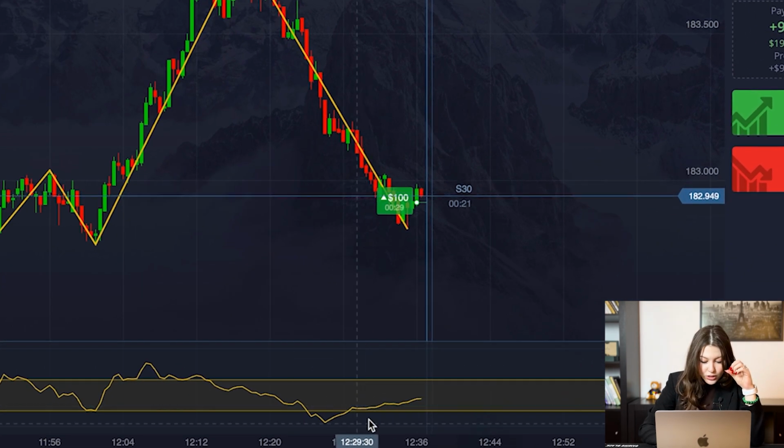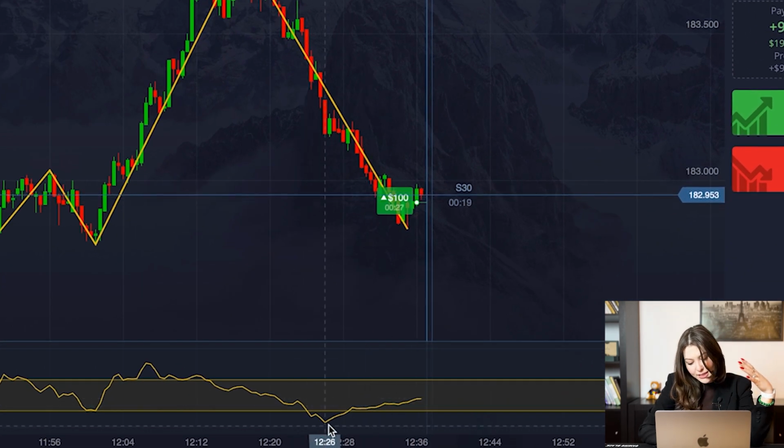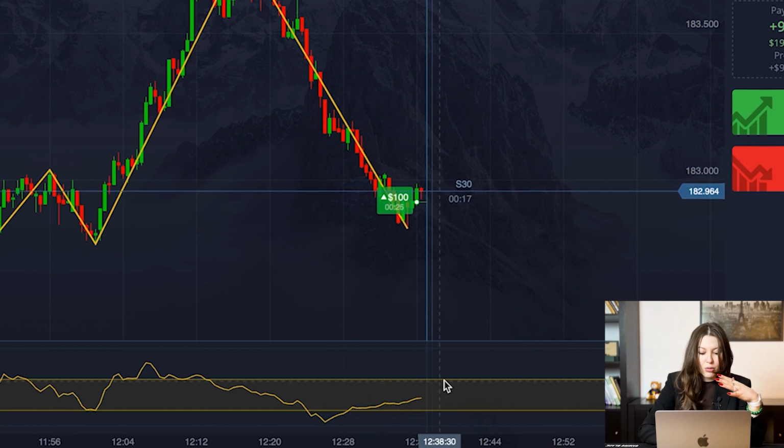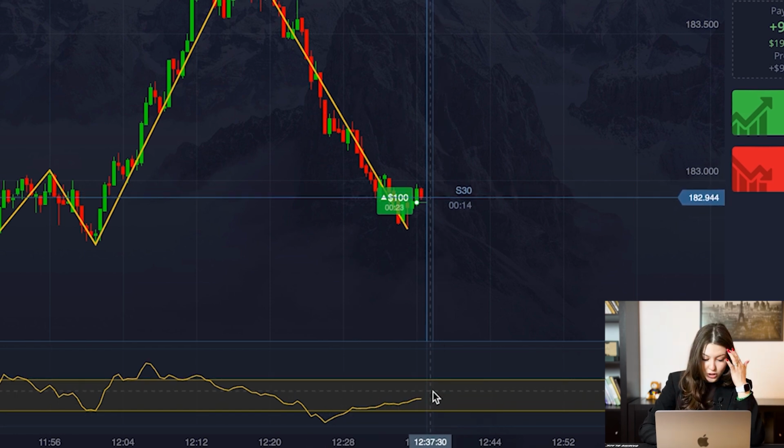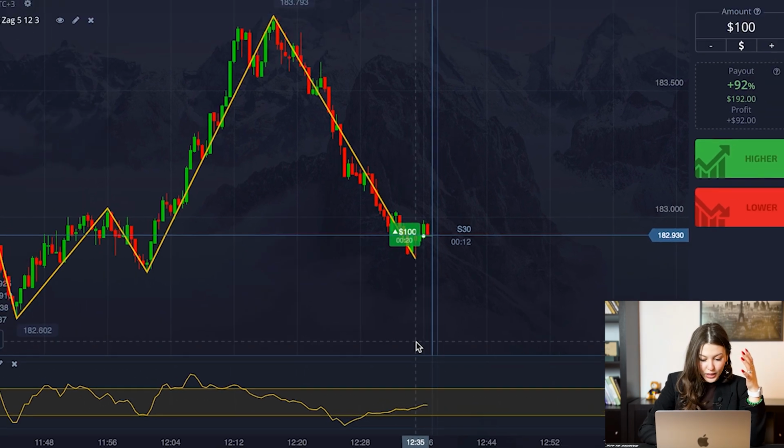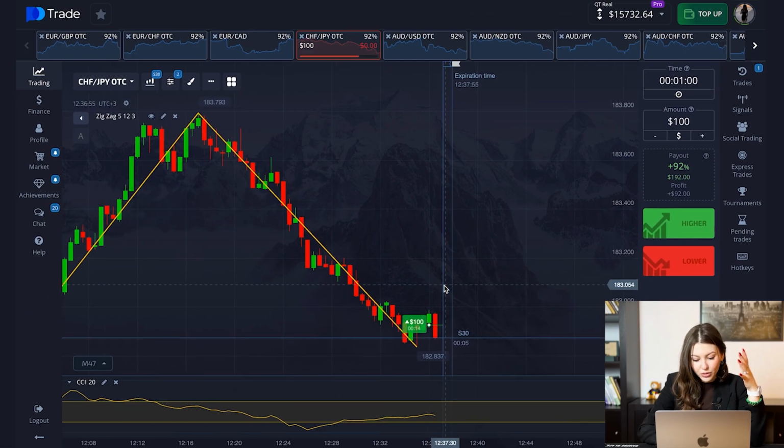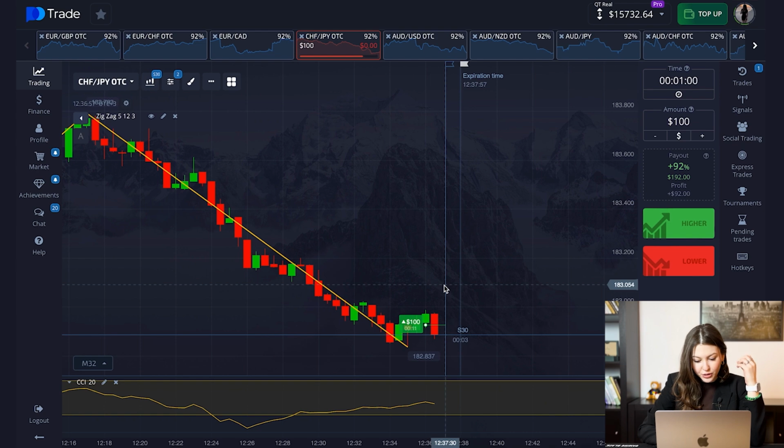Then we're looking at the SSY, and we can see that the flow of the market is slowly going to the higher positions right here, and it's not a problem for us. Then let's take a closer look at the candles. What is happening right here?